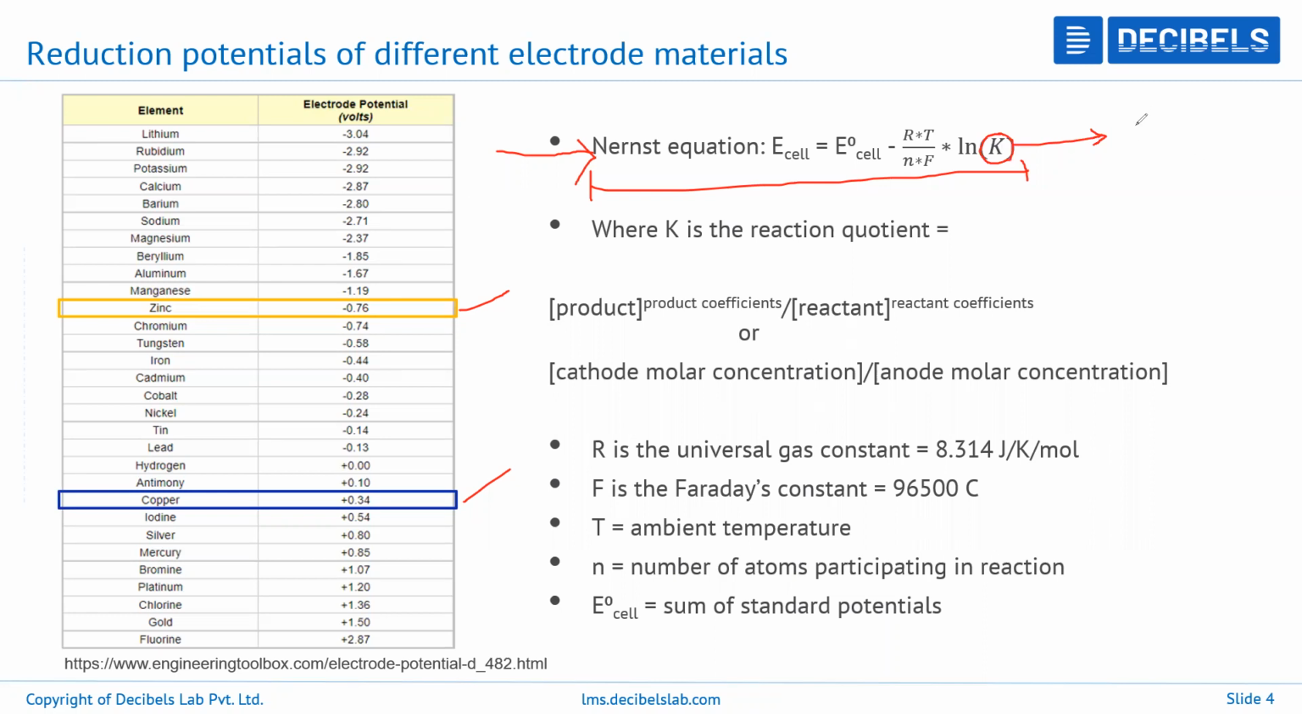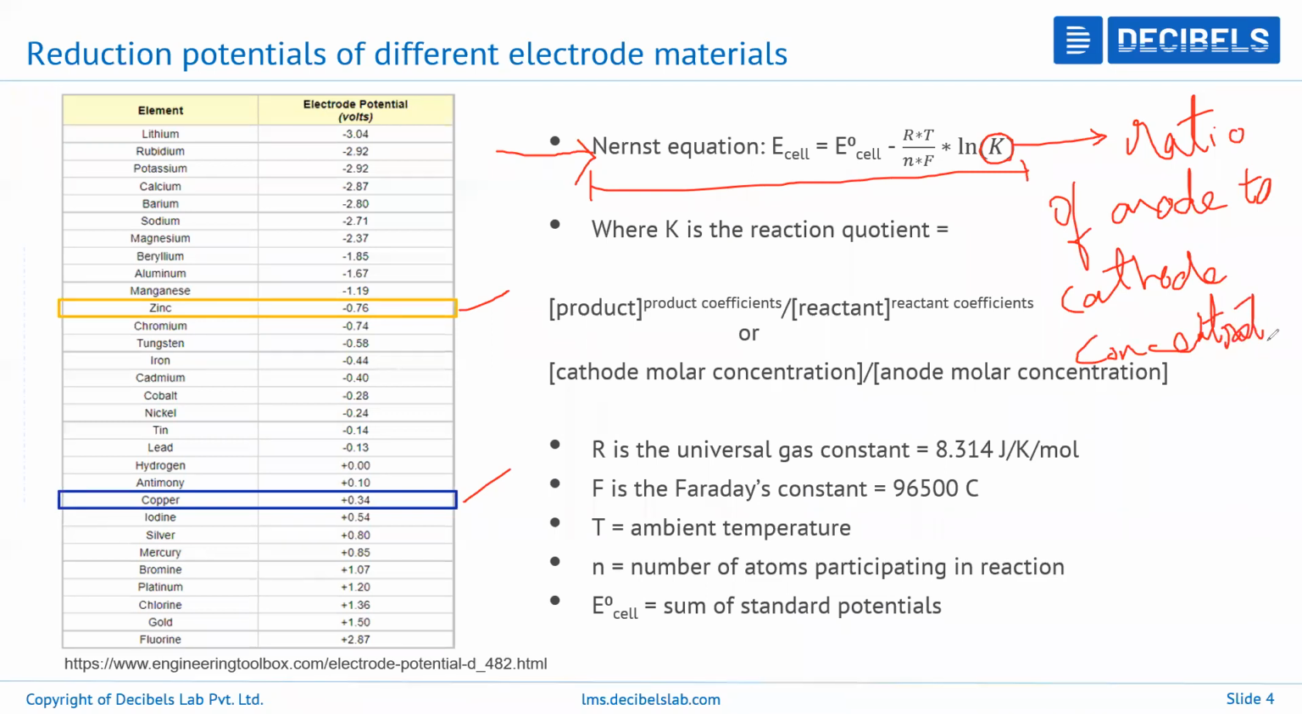Okay, so K is nothing but the ratio of anode to cathode concentrations. Okay, so we will see this in the terminology over here. I'll explain the complete reaction. I'll also tell you how this particular equation has been derived. So we can start with this particular Nernst equation.